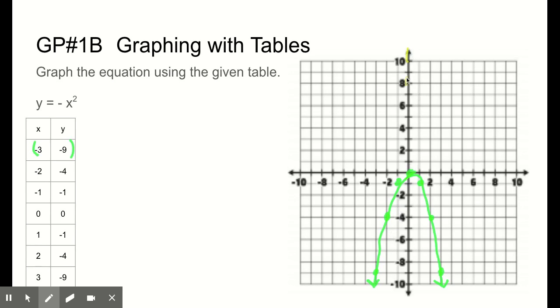Now let's go ahead and include our axis of symmetry. It appears to have the same axis of symmetry as the parent function at x equals 0. We still have the same vertex at 0, 0, the same y-intercept at 0, 0, and the same x-intercept at 0, 0. So the only difference between this function and the parent function was the fact that it was reflected across the x-axis.